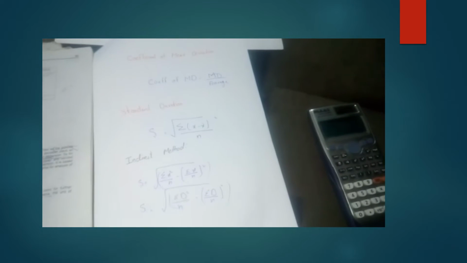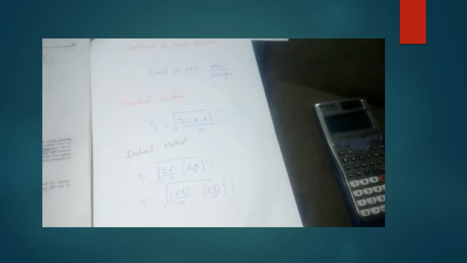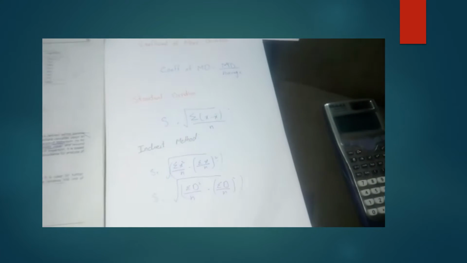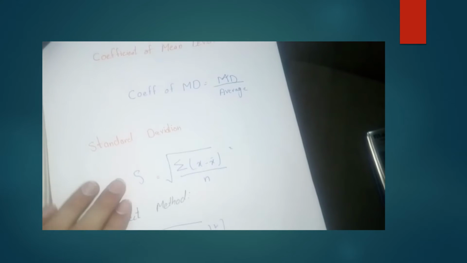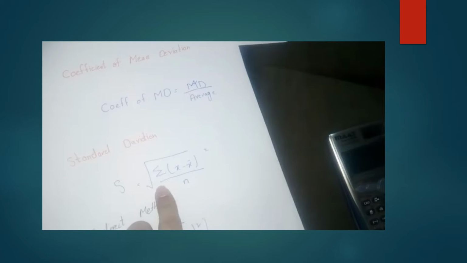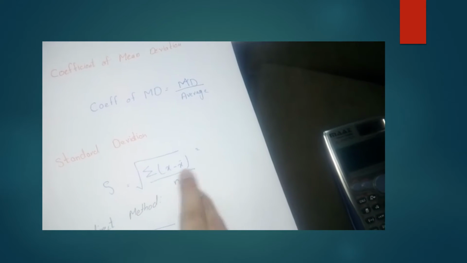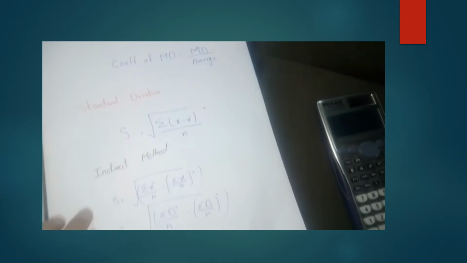There are different formulas. For grouped data, there are further three formulas: the shortcut method or direct method. And the standard deviation formula is: under root, summation of modulus x minus mean, squared, divided by n. So let's calculate the standard deviation. This is an example.